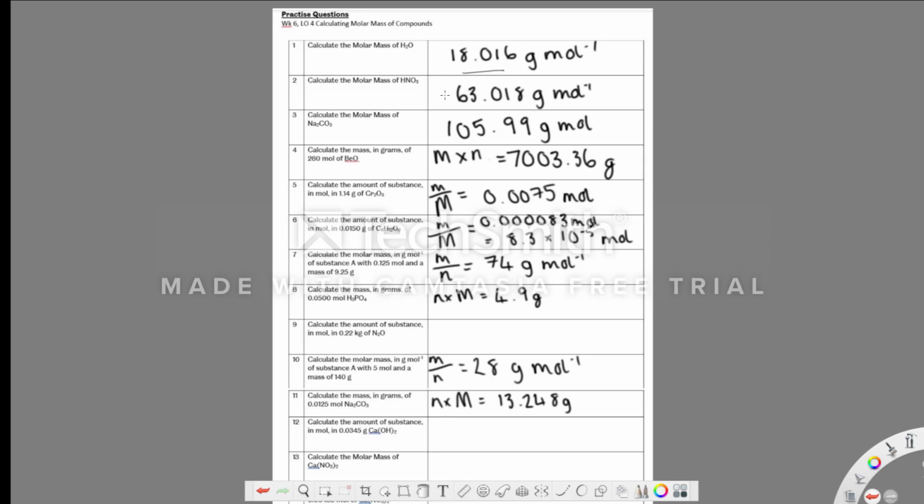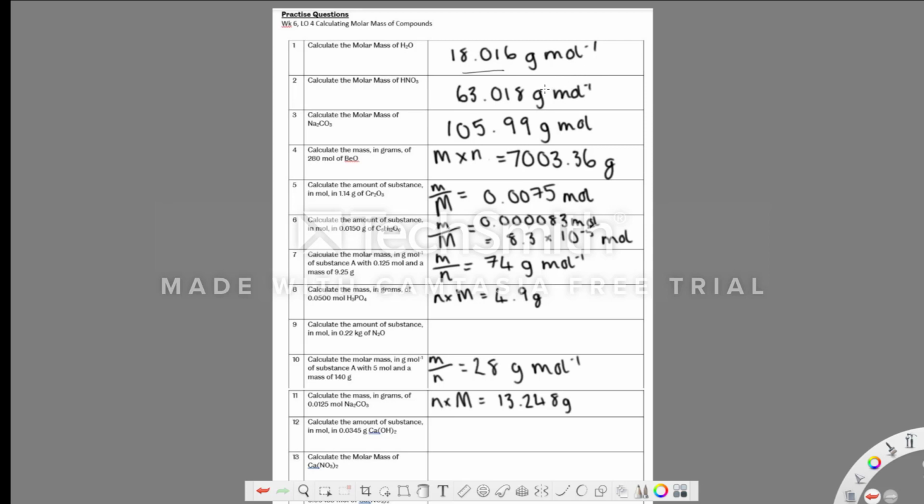This should be, the first 8 should be fairly straightforward, and then we will go and take a closer look at some of the slightly more complicated ones that you may have got wrong, but don't beat yourself up about it if that's the case. So question 1, the answer was 18.016 grams per mole. Do not forget grams per mole.